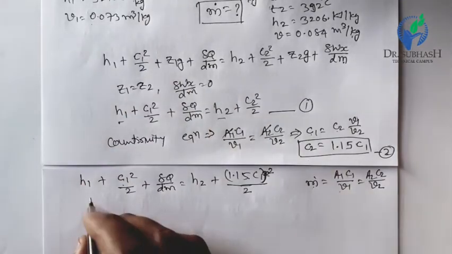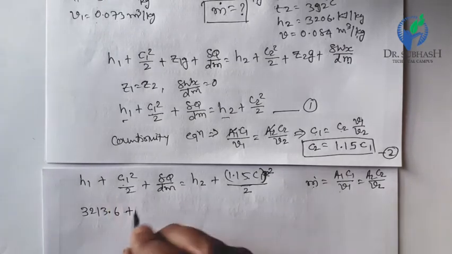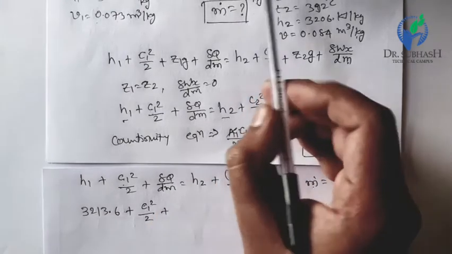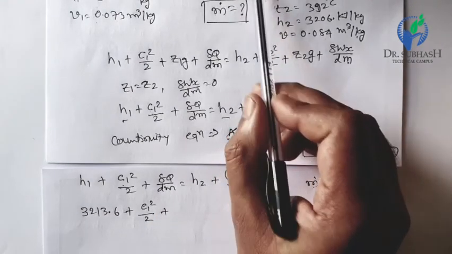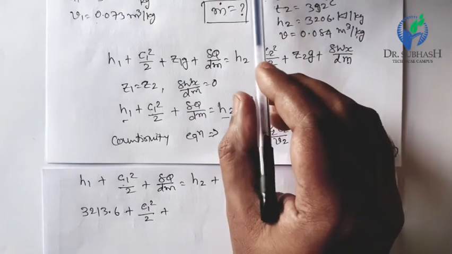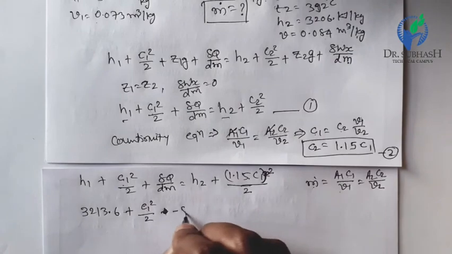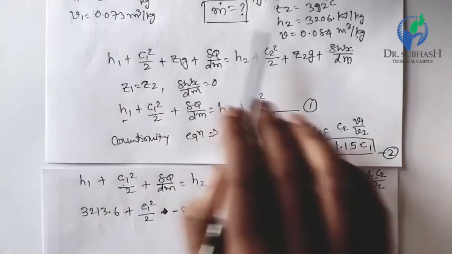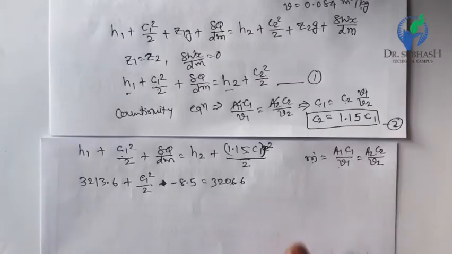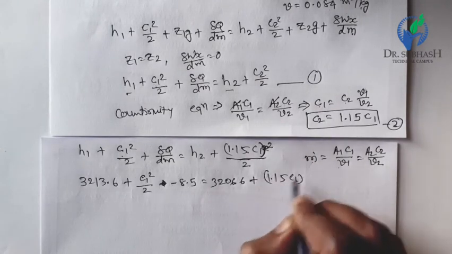So the value of h1 is 3213.6 plus C1 square by 2, as it is because it is still unknown, plus del Q by m. But here 8.5 kilojoule per kg is released, or we can say it is the heat transfer from the pipe or from the system to the surrounding. So we will consider it as negative, minus 8.5, equal to h2. h2 here is 3206.6, plus all the remaining data is as it is, 1.15 C1 whole square by 2.